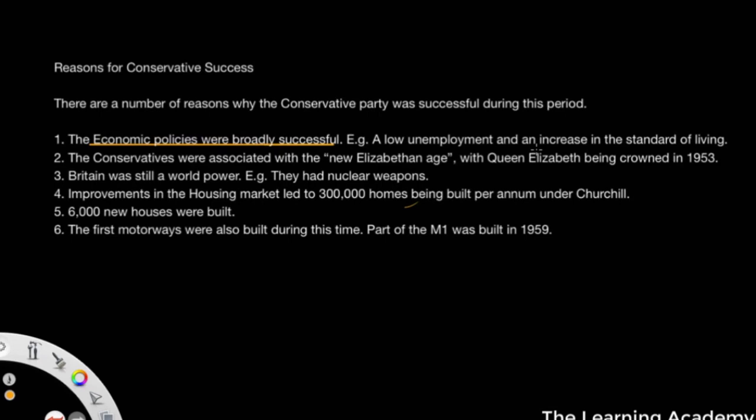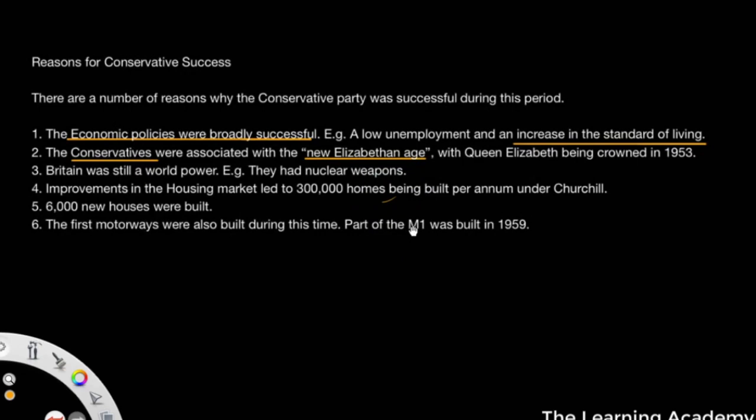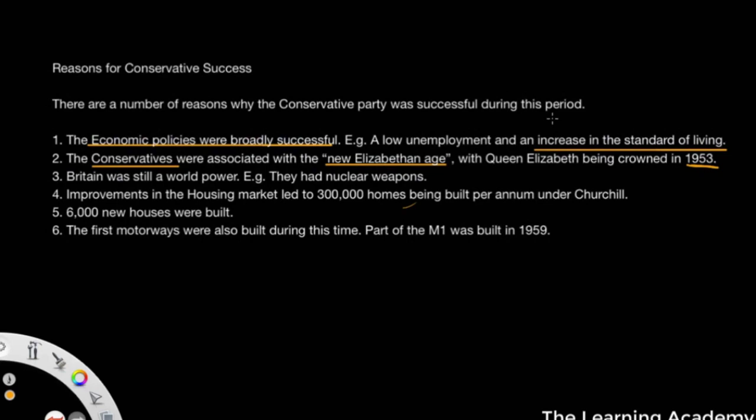Okay. The extent to which this is tied into a post-war boom, a post-war economic growth, is obviously a hotly debated topic. However, it should be noted that this affluent society did come almost immediately following the end of the Second World War. The Conservatives were also associated with the new Elizabethan age, with Queen Elizabeth being crowned in 1953. The Conservative Party took over power in 1951, so there is a link between this new Elizabethan age and this new age of conservatism.